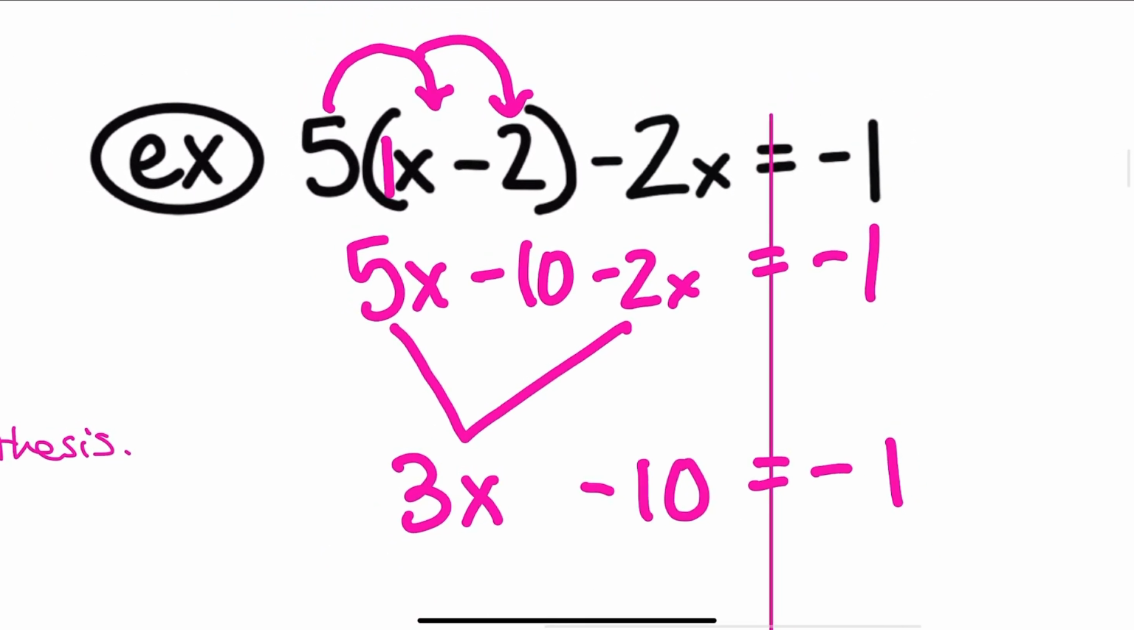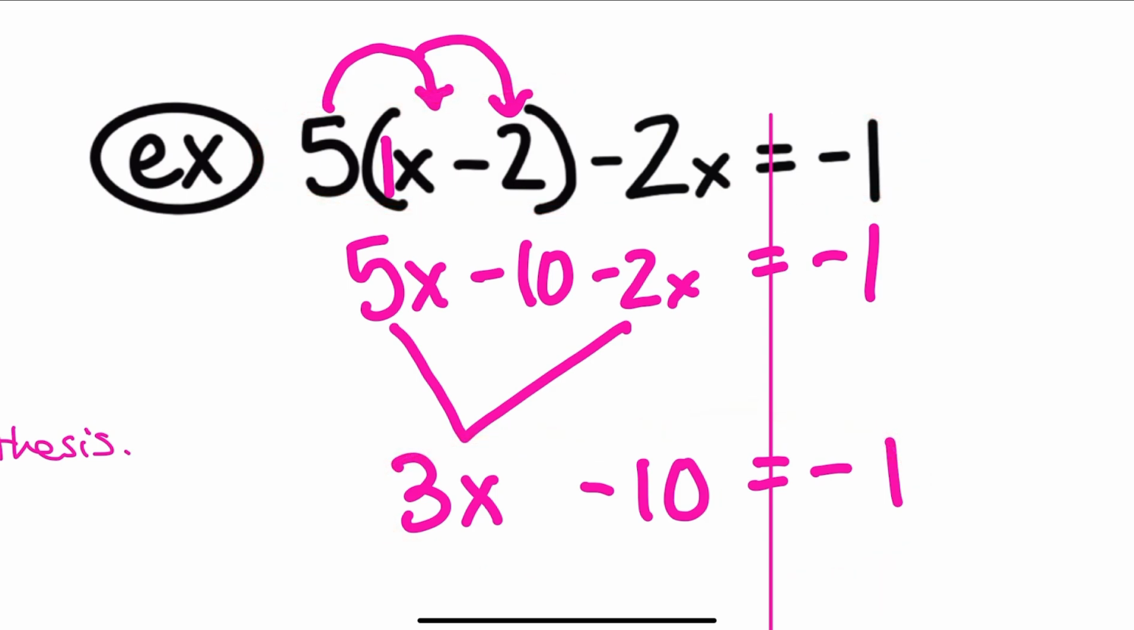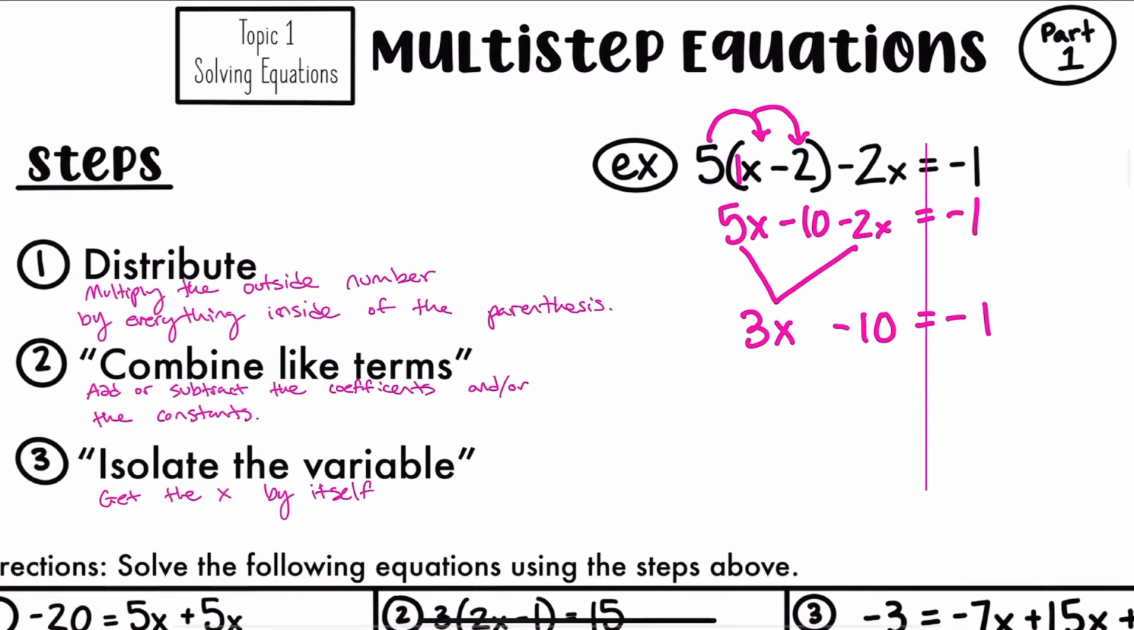So now do you see how we made this a little bit smaller from the beginning? I started with this whole long equation, and now I'm down to just this. Now that I've done steps 1 and 2, I'm going to move on to step number 3. Step number 3 says isolate the variable. So that's what I'm going to do. I'm going to get the x by itself.